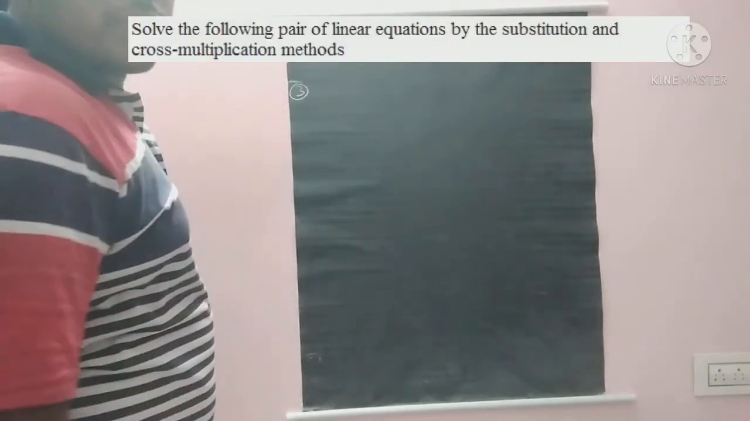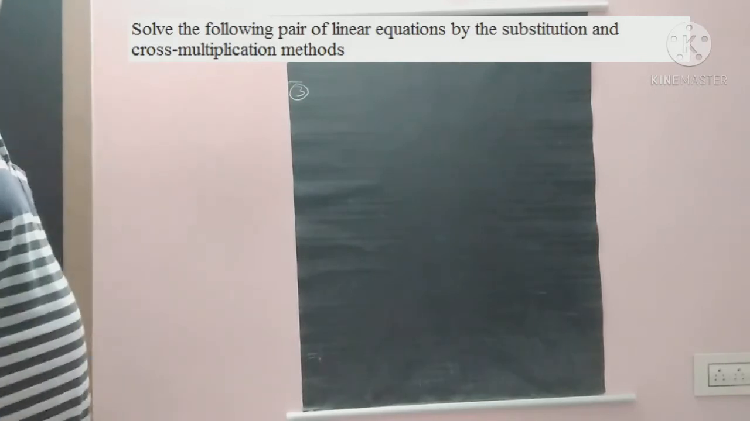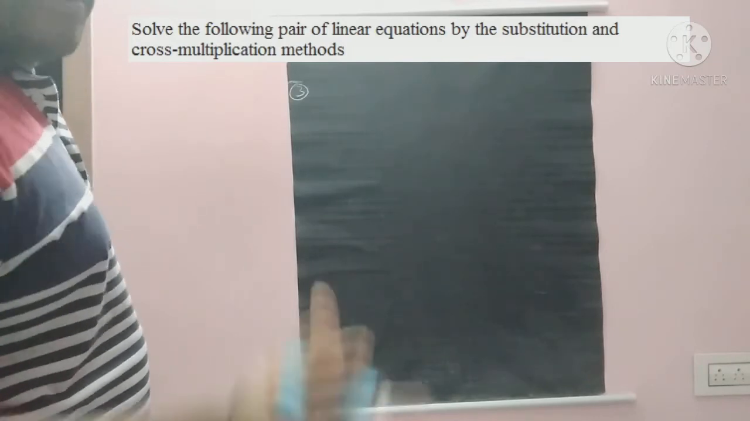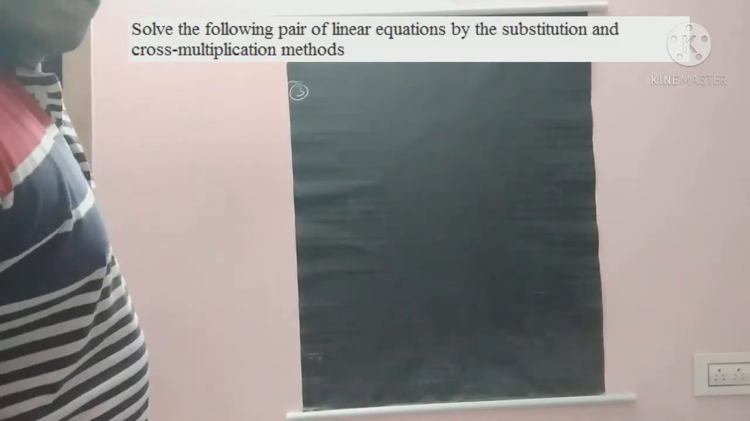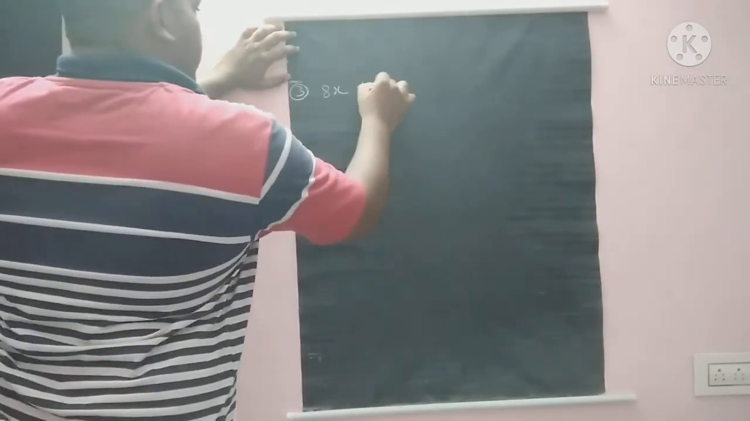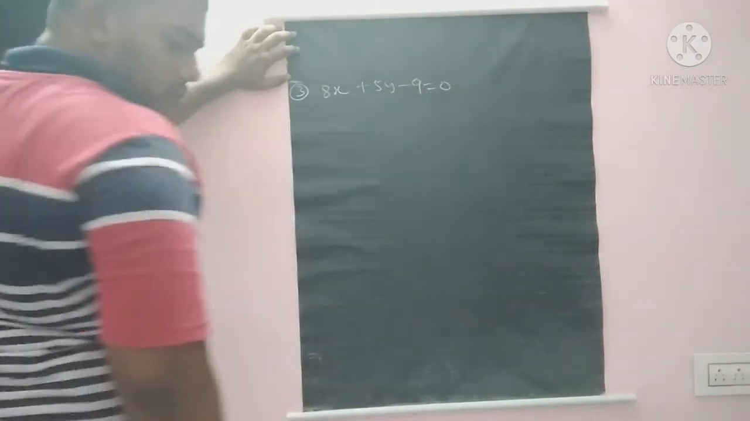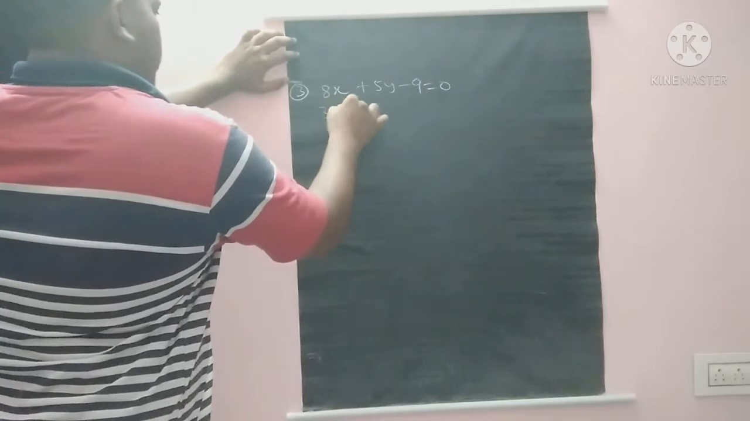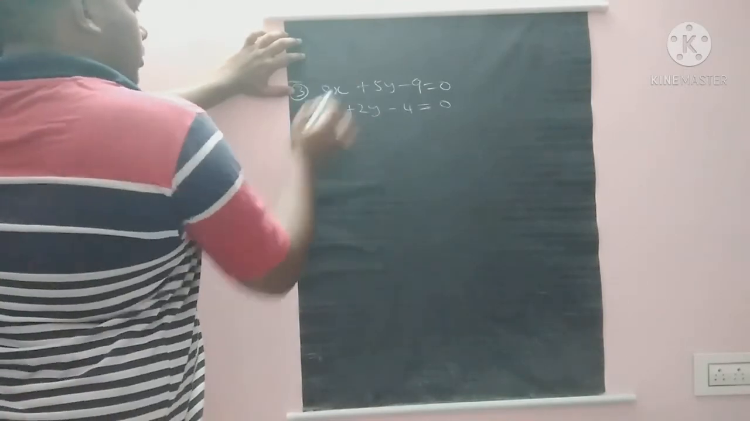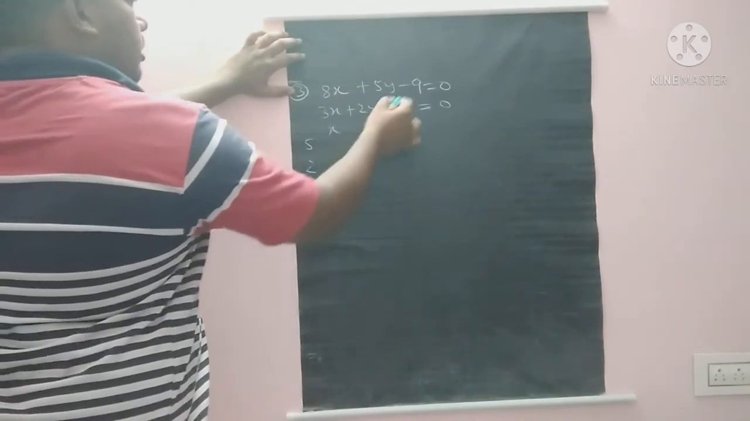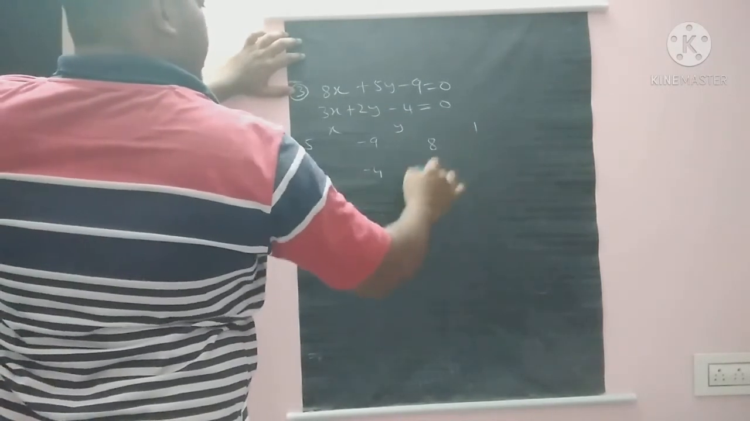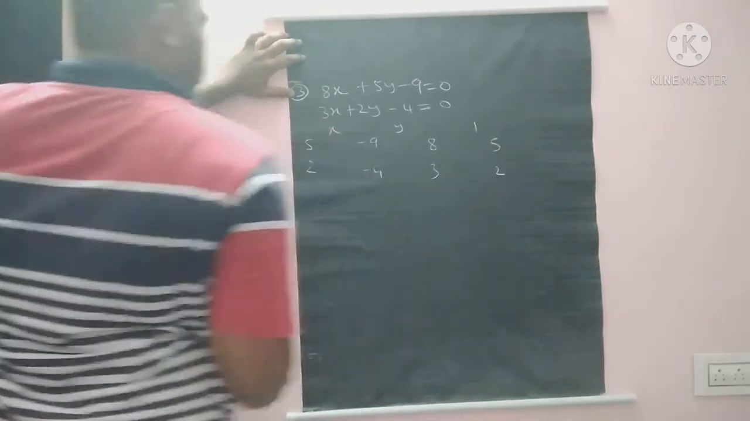So the third question, they gave some pair of linear equations. They asked to find the solution using the cross multiplication method as well as the substitution method. So I will find it using the cross multiplication method, and you do the substitution method. The given equations are 8x plus 5y minus 9 is equals to 0, 3x plus 2y minus 4 is equals to 0. With the help of the diagram method, we can write easily. First the y coefficients, then the constants, then x and y coefficients: 8, 3, 5, 2.